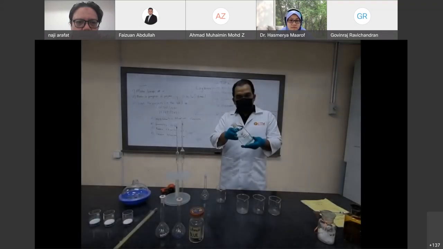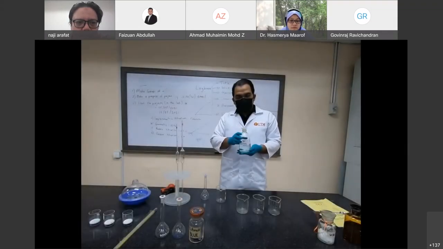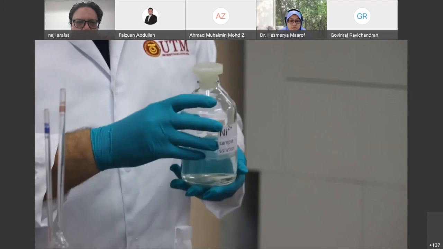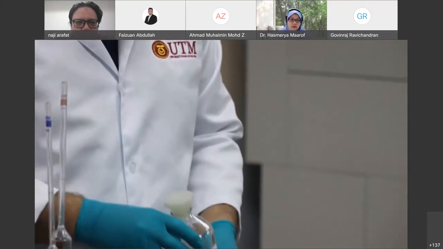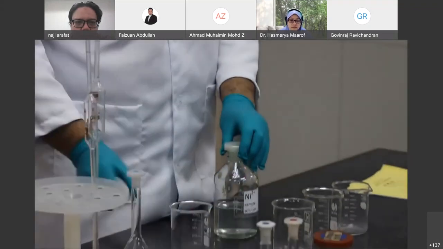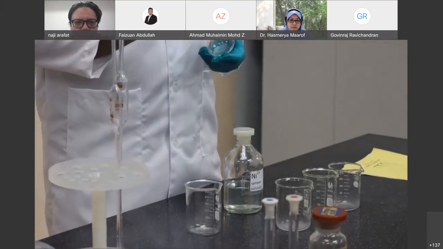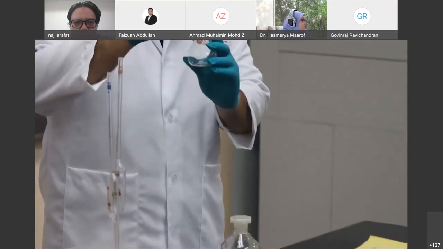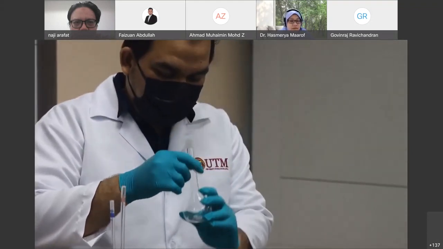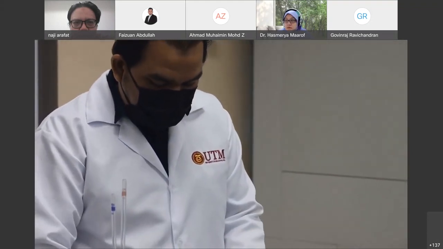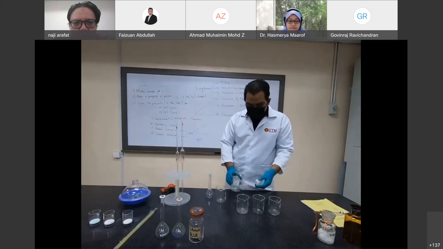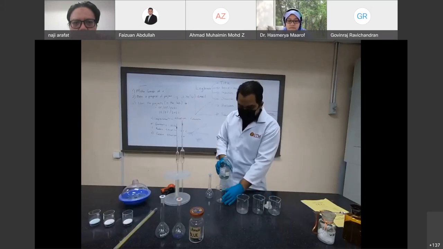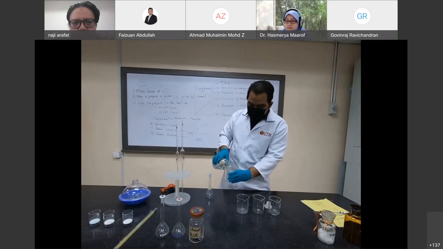Now, the first step of doing this experiment is by pipetting 50 milliliters of nickel sample solution into a 100 milliliter volumetric flask. Dilute to the mark with distilled water, followed by mixing the mixture thoroughly. So this is how we are going to do it.